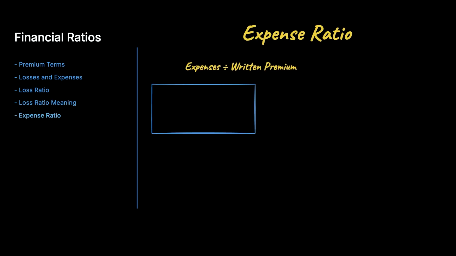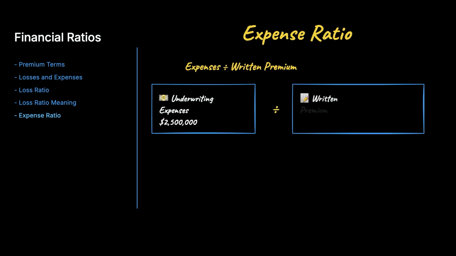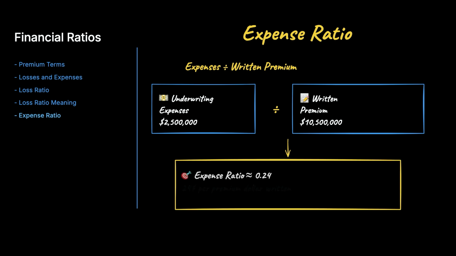The expense ratio measures the share of written premium consumed by underwriting expenses. In words, you divide underwriting expenses by written premium. Suppose a company has expenses of about $2.5 million against written premium near $10.5 million. That works out to roughly 24 cents to write each premium dollar.